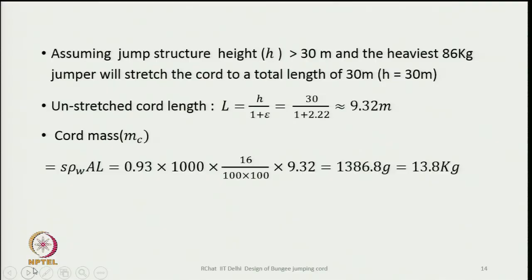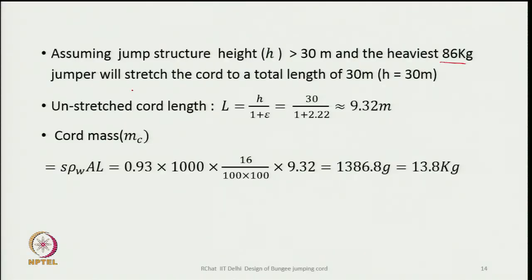Now, let us assume that a jump structure has a height which is more than 30 meter, because we are thinking that it should be at least 30 meter in height when the person jumps and the cord gets extended. So, the total height available is at least 30 meter, and the heaviest jumper is going to stretch the cord by 30 meter. Therefore, the unstretched cord length is going to be how much? We put this value from the previous equations, and it is going to be 9.32 meter.